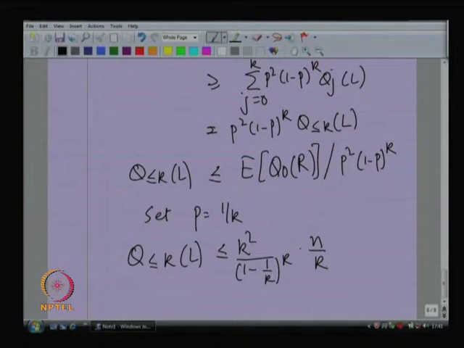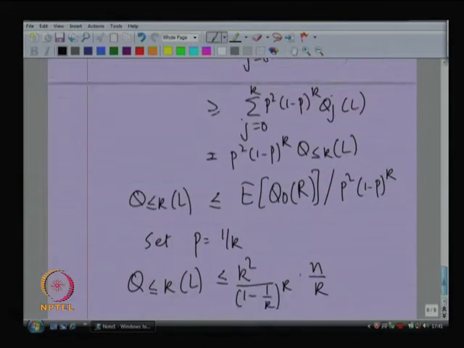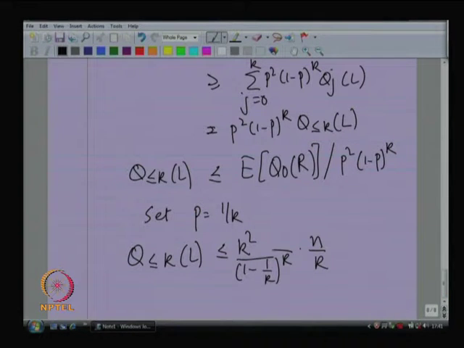Okay, right. So, can you give a bound on this one? It is roughly 1 over e. So, it becomes e times n over k, which is order of n over k.